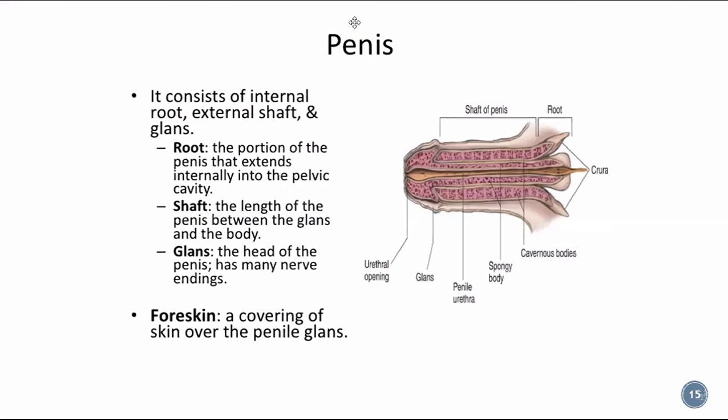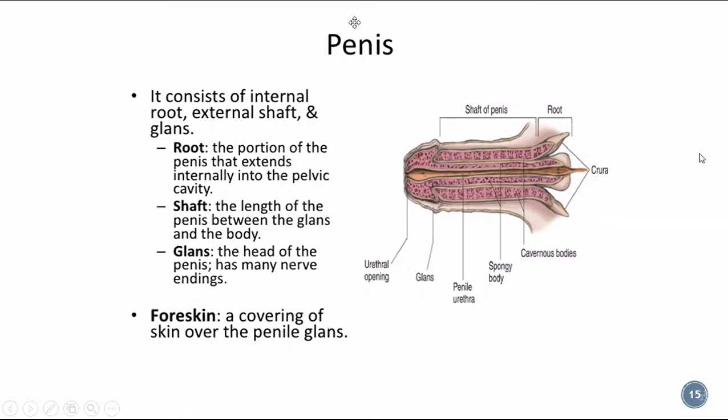It consists of the internal root, okay? The first part is the internal root. Next is the shaft of the penis and the glans of the penis. The root is the portion of the penis that is inside the pelvic cavity. The shaft is outside. It's between the glans and the root, and it's the longer part of the penis. And the glans is the head of the penis, which has many nerve endings.